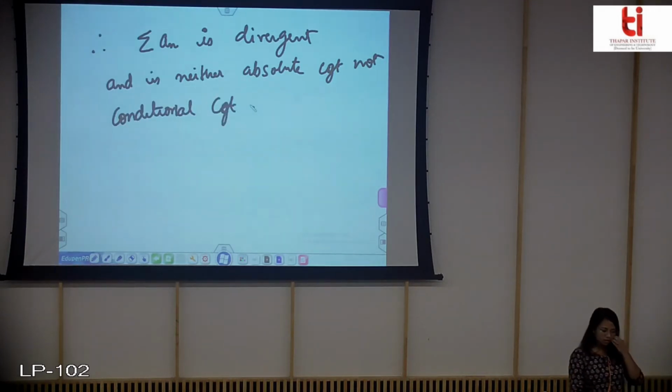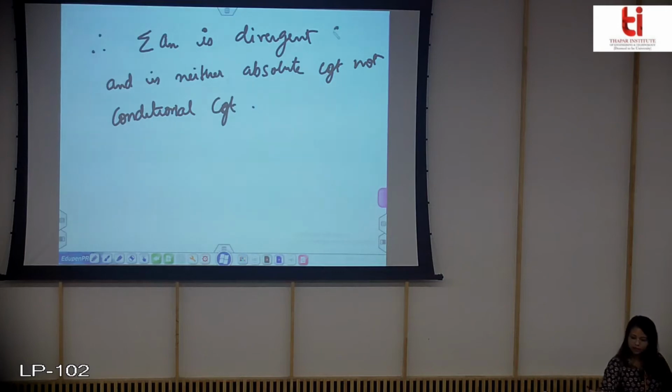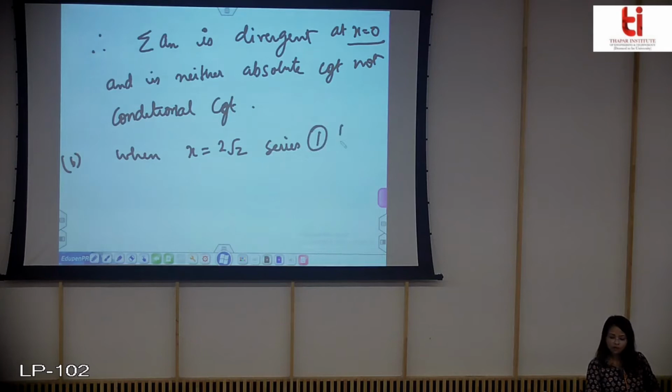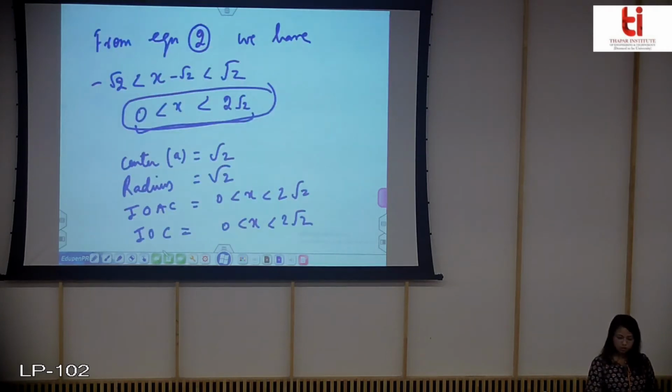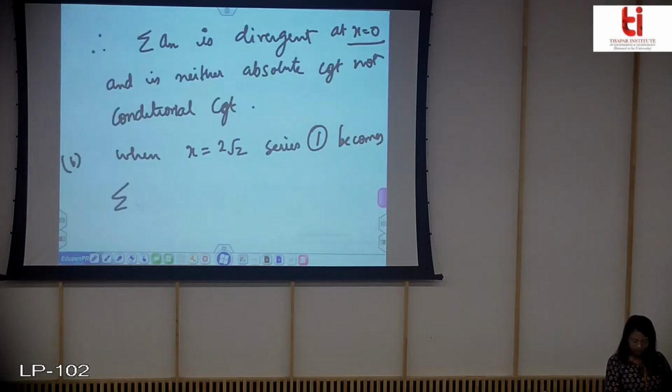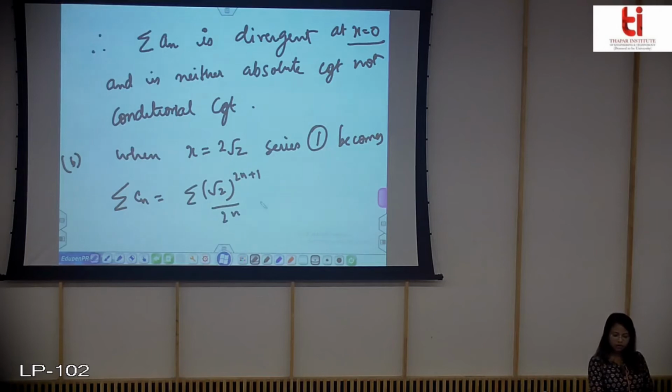Okay, at x is equal to 0. So I hope this is clear. So now we will go to this point when x is equal to 2 root 2. Now when we put 2 root 2 in this series, what will you get? I will write it as Cn, and this will again become the series.